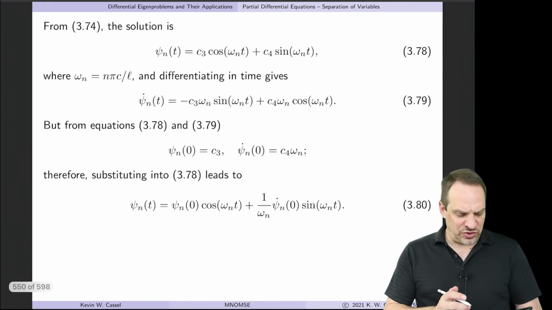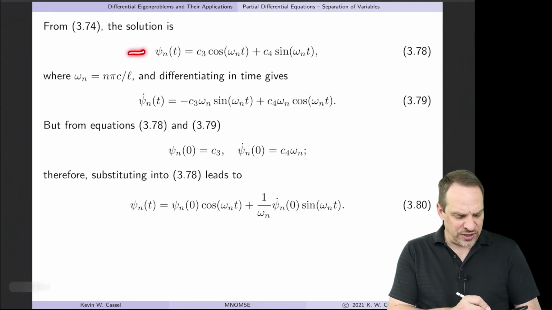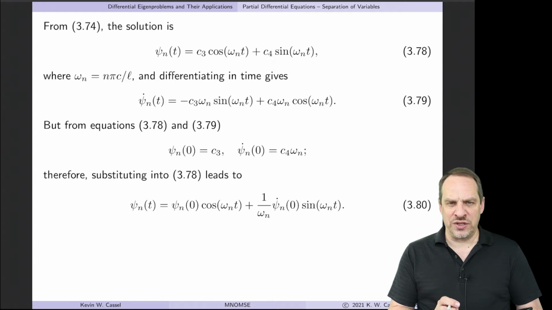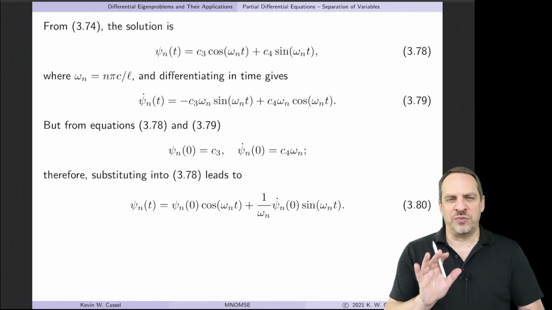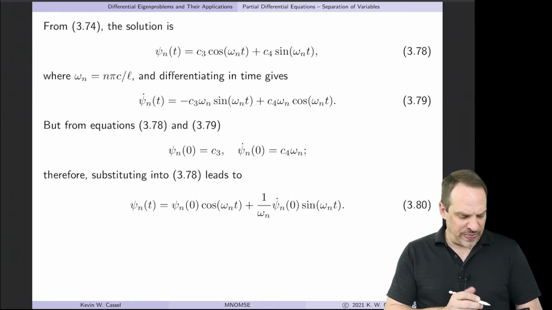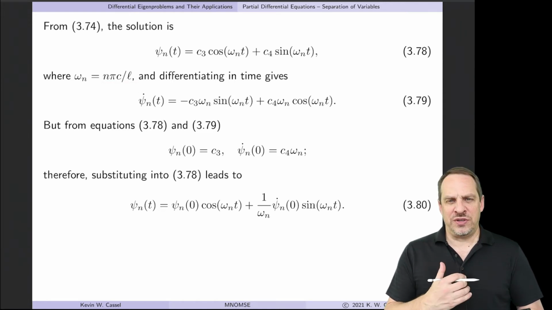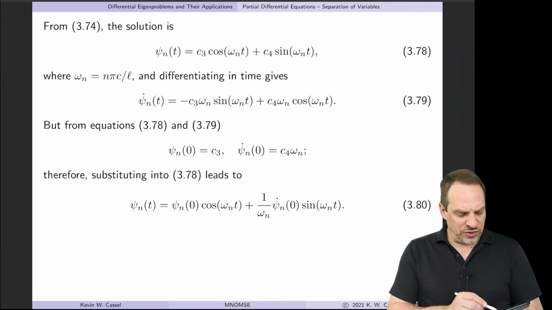Now, given those two initial conditions, we can then look at our solution for psi. We already wrote this down. Psi is c3 cosine omega t plus c4 sine omega t. We now know omega from the solution of our eigenproblem. It's n pi c over L. In order to accommodate the initial condition on velocity, we're also going to need the derivative of psi with respect to time. So that's psi dot.